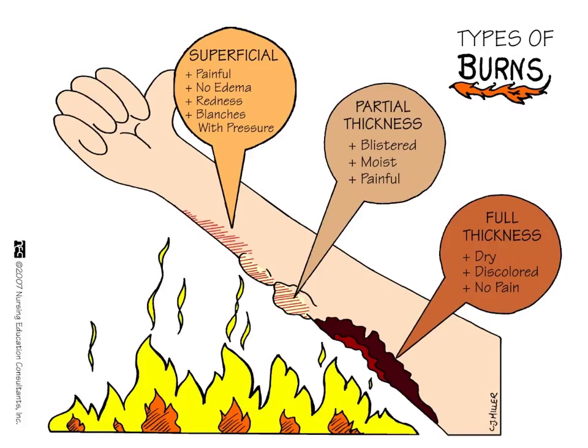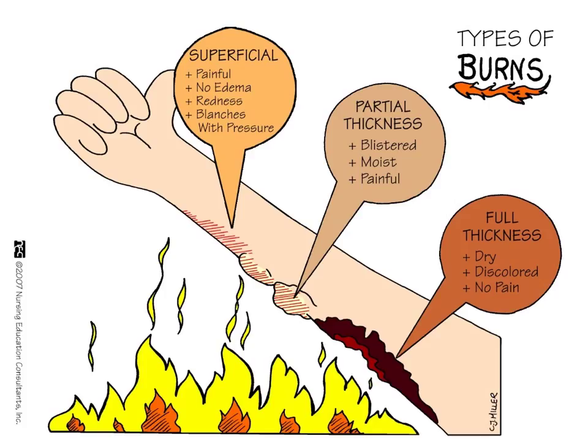Superficial burns, that would be painful, like a sunburn. No edema, we do have redness, and it blanches with pressure. That means if we put pressure on it, then lift up, it turns red again fairly quickly. It means we still have good blood flow to the area. Partial thickness, we see a blister. It's very moist and painful. This could be like a splash burn, maybe some boiling water from the stove, or even a really bad sunburn can cause a partial thickness burn with blistering.